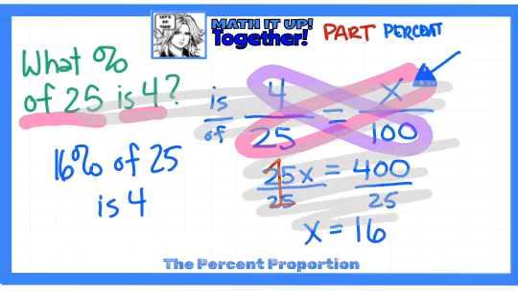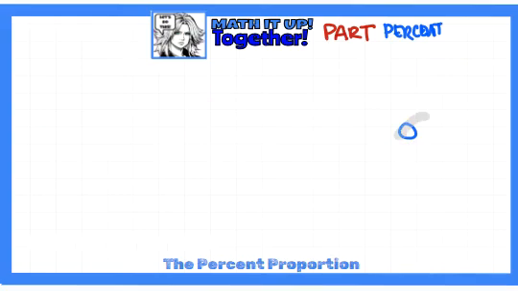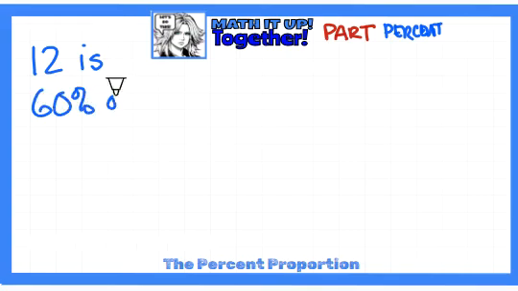And now we're going to look at the third type of problem that we can have, and that is when the whole is missing. The total, the whole. So let's look at this problem. So this one says 12 is 60% of what number?